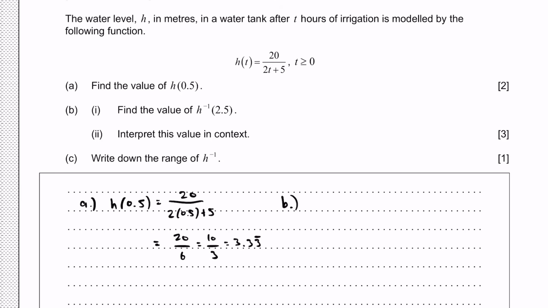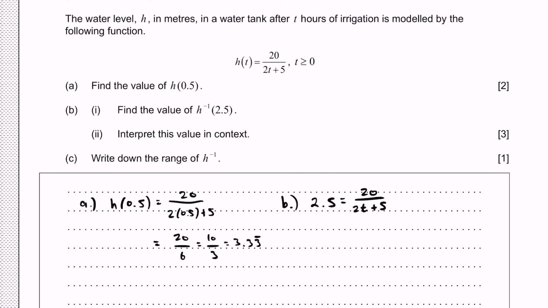So here's our function, h of t. We put in values of t, and then we find the output. Here, we're going to switch that around. They're telling us the output was 2.5. What was the input? So really all we need to do, instead of putting in 0.5 for t, for example, like we did with our original, we're going to put the output as 2.5 and then solve for t. So here we go. 2.5 equals 20 over 2t plus 5. So once again, inverse function switches around inputs and outputs. Here's our output. What is the input?